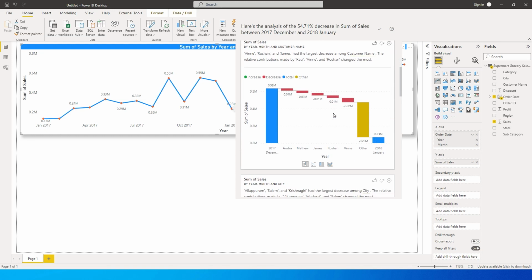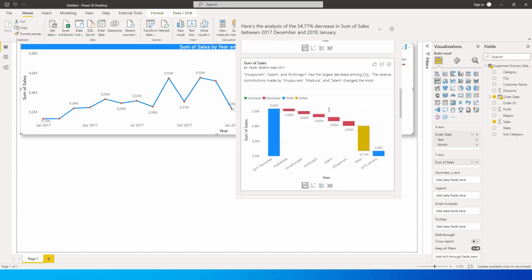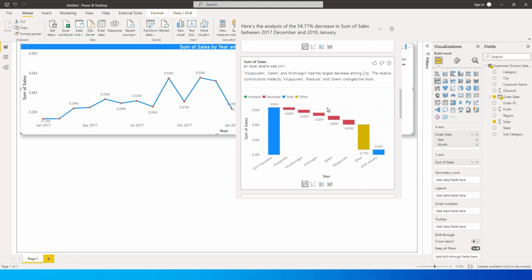If we look at the next chart, it is now telling us that these three customers, Winnie, Roshan, and James, had the largest decrease among the customer names. Now, these may be the biggest customers which did not buy in the month of January. That is why we see that there is a huge decrease in the sales amount. Likewise, if we come to the next chart over here, it's again a waterfall chart. This is by month and city. It is telling us in which city we have had the drop the most, right?